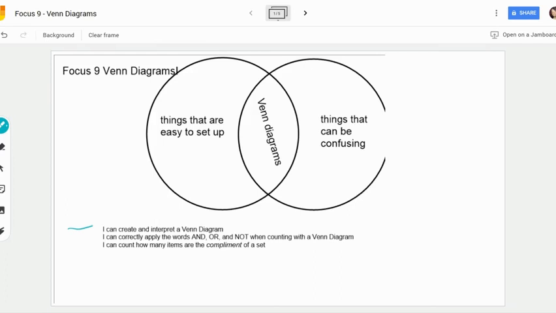So Venn diagram, like notice in this region right here, out of all the things that are easy to set up, like maybe something from IKEA, a table or something. Those typically follow directions and they're easy to set up. And there are things that can be confusing, like maybe math. Math can be confusing. And then in the middle, something that has both qualities, they can be easy to set up, but they can also be confusing. So that in itself would be a Venn diagram. This is like a meta Venn.